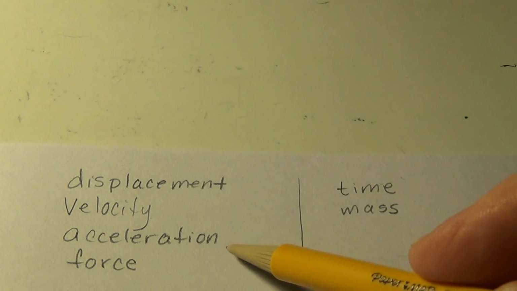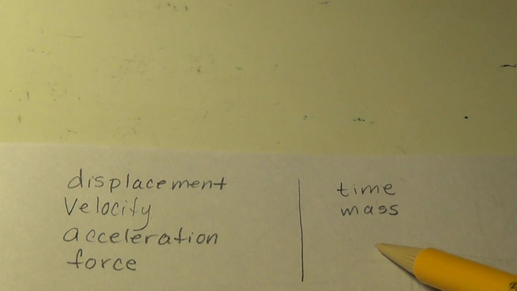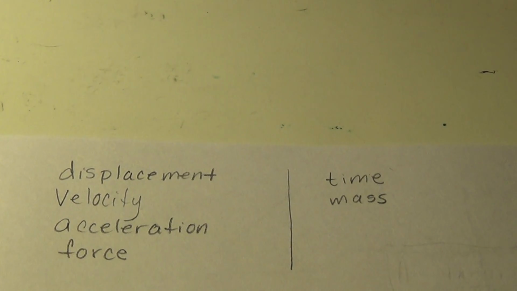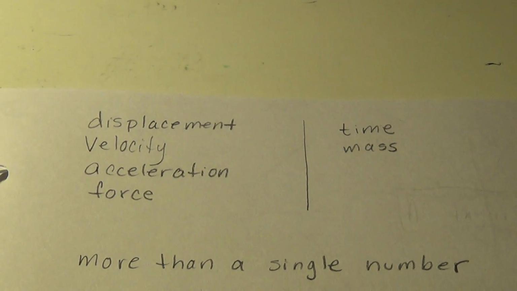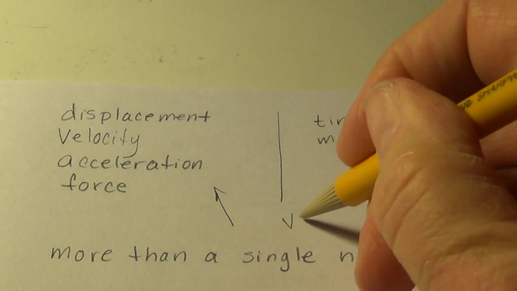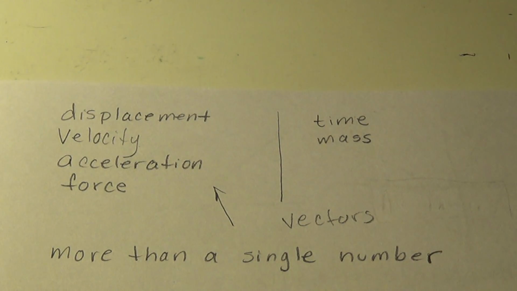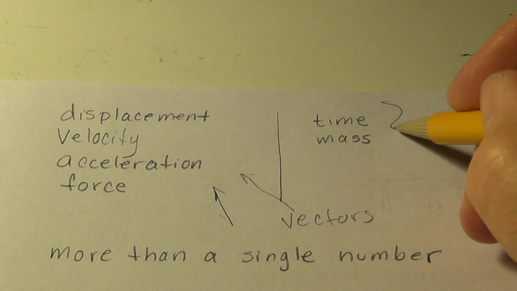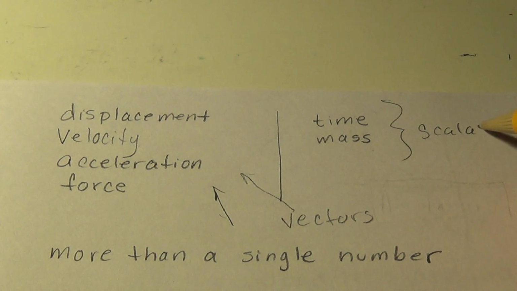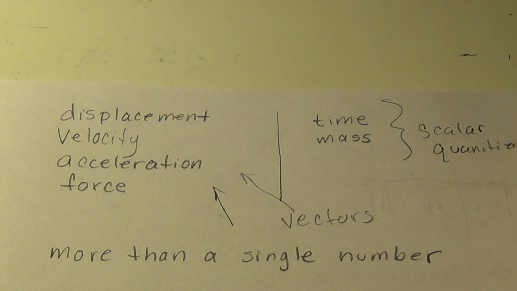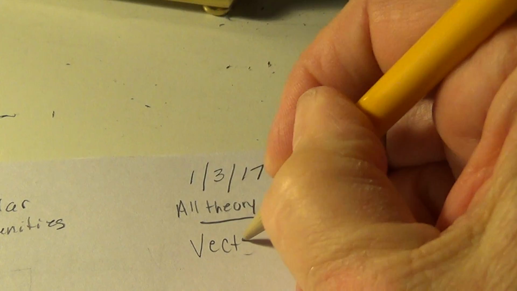What's that other thing that this list has that this one does not? I hear it through the video. It is direction. So it's more than a single number over here, and that is called a vector quantity. Those are vectors over here. These are not vectors. Do you recall what they are? Scalars, scalar quantities. So over here the theory that we're learning is vectors.